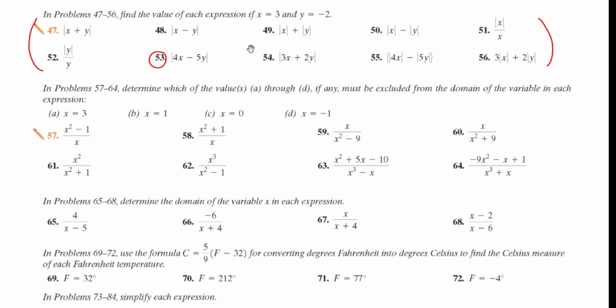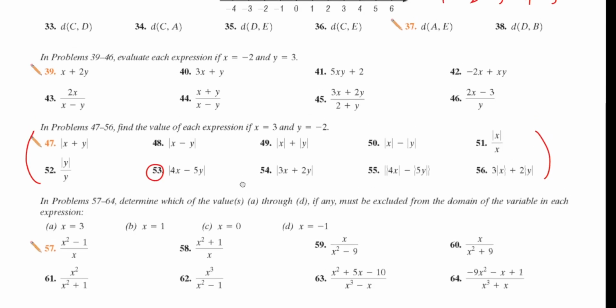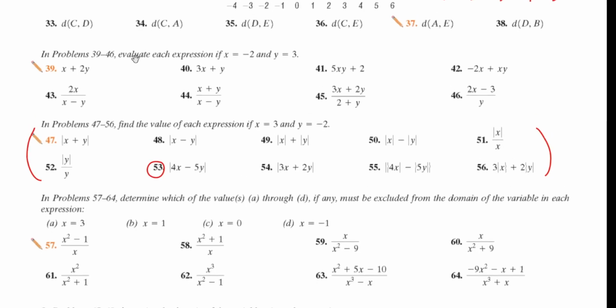Now, if you look at the instructions, they word it a little different, but you're really doing the same thing. This says evaluate each expression if x is equal to this and y is equal to this. This says find the value of each expression. It's just two different ways of saying the same thing, all right? And that's how I wrote it on the quiz as well. So don't think that you're doing anything different.